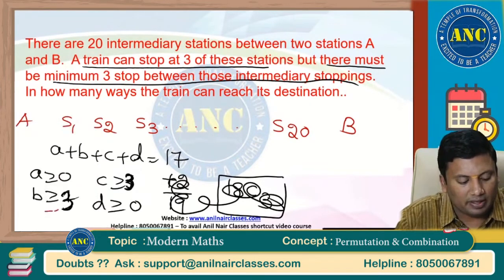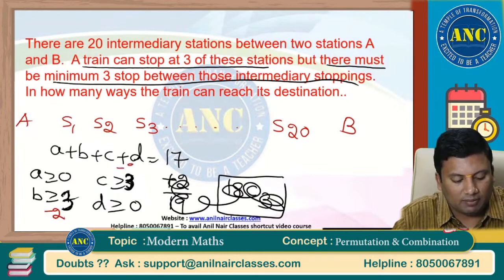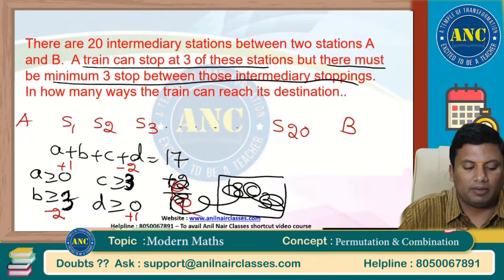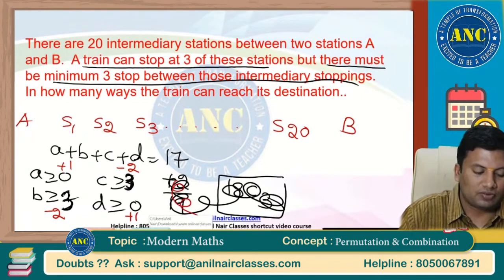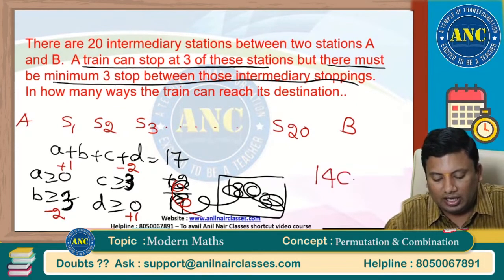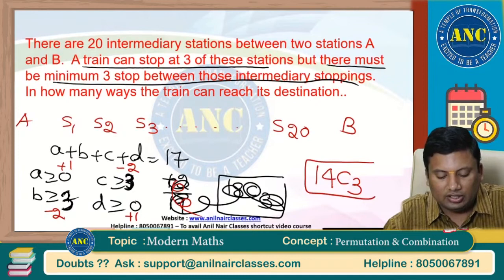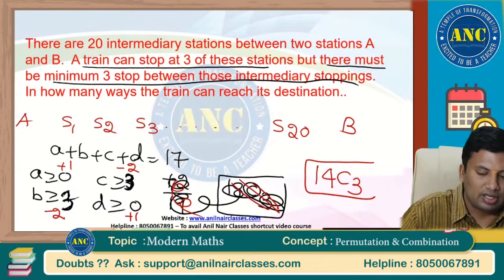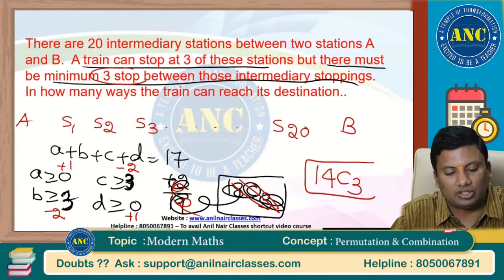D is nothing but minus 2. D is nothing but plus 1. Plus 1 plus 1 plus 2 minus 2 cancel. 17 minus 2, 15. Answer is 14C3. Between two intermediate stations, there has to be minimum 3 stops.